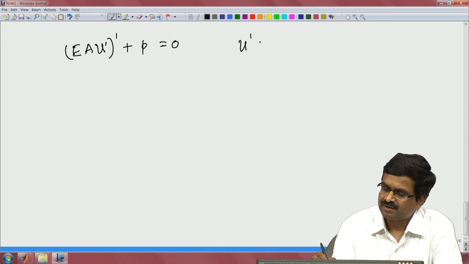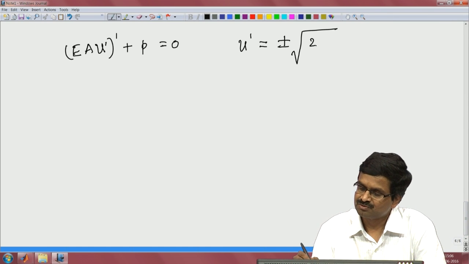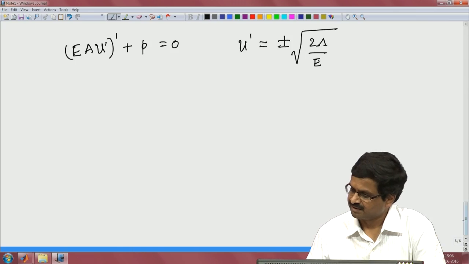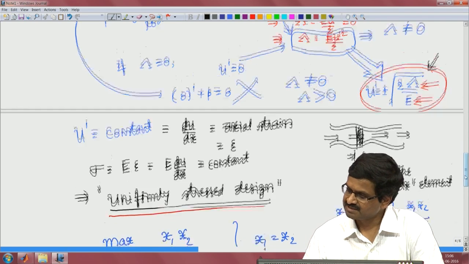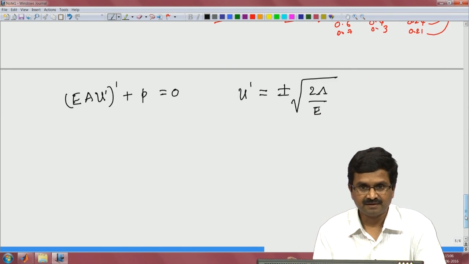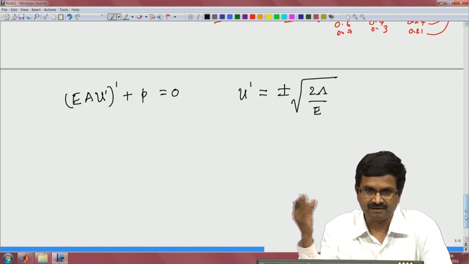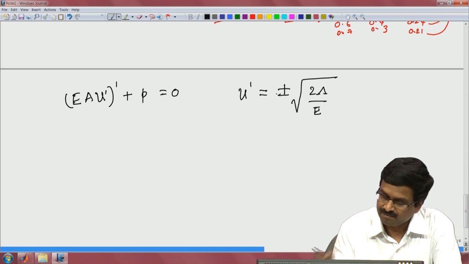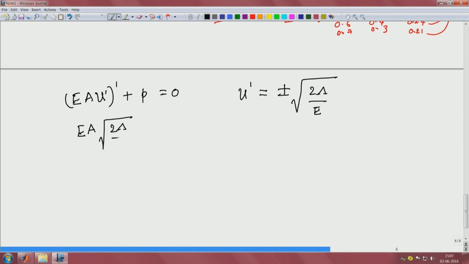have u prime plus or minus square root of, it was 2 lambda by e, right. Let us look at that, square root of 2 lambda by e plus or minus. We can take either, that depends on the kind of boundary condition that we will take, that will come later. For now let us take positive sign. So I can put E A u prime, I will take positive sign. So I will put square root of 2 lambda by e and prime plus p equal to 0.